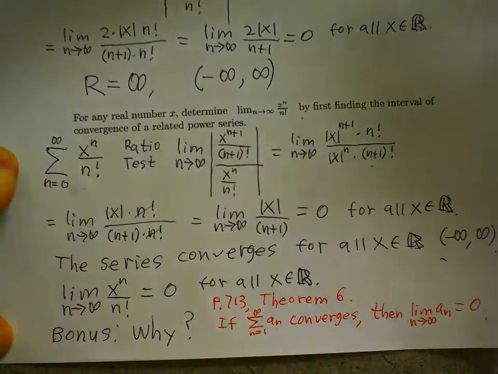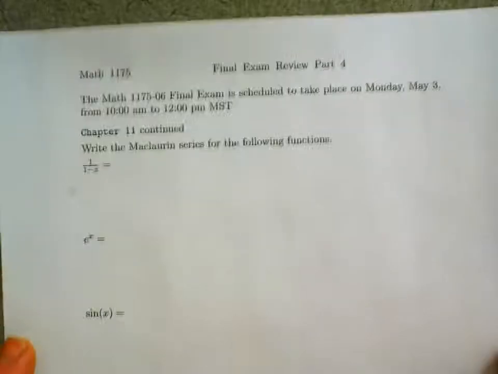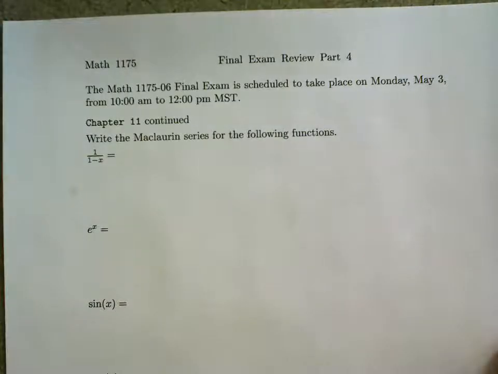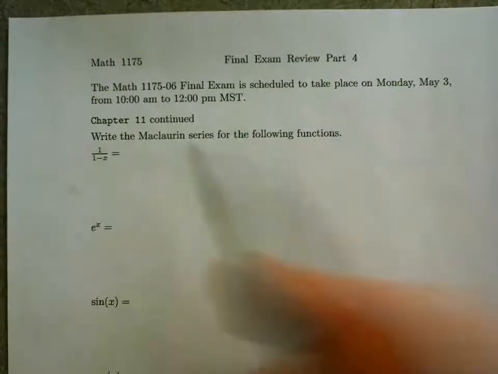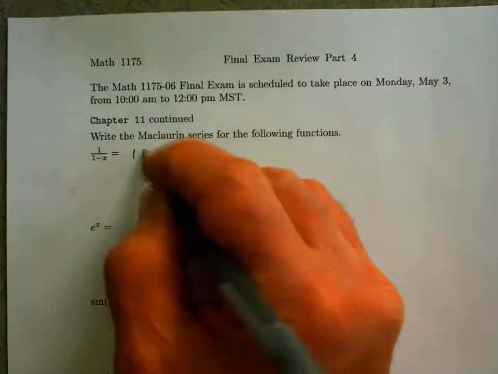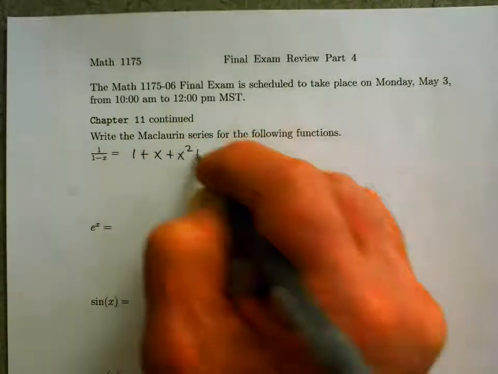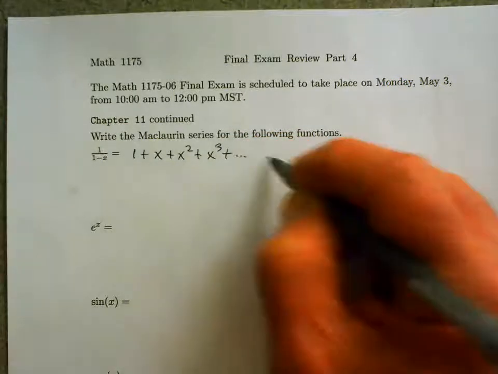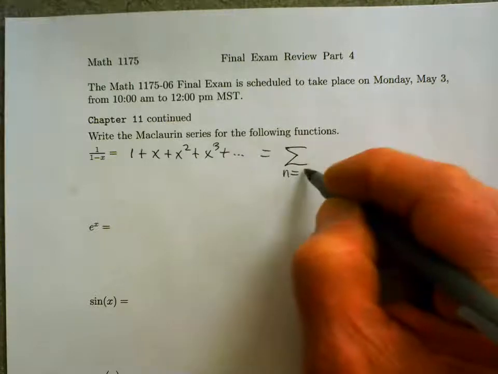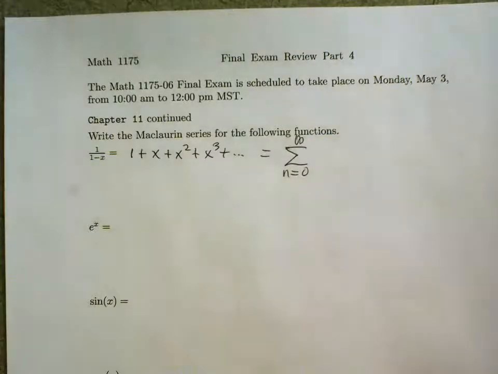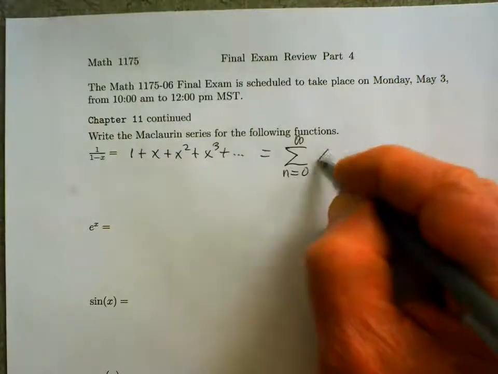All right, let's move on to the next page. So we'll refresh our memories to see if we can write down the Maclaurin series. 1 over 1 minus x, that's just 1 plus x plus x squared plus x to the third and so on. So in sigma notation, the sum from n equals 0 to infinity and the terms are x to the n.